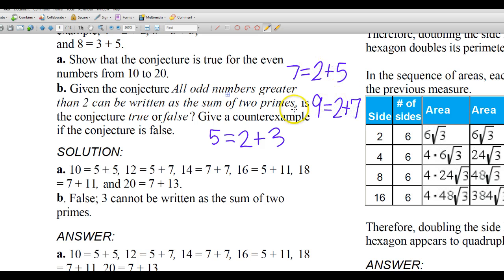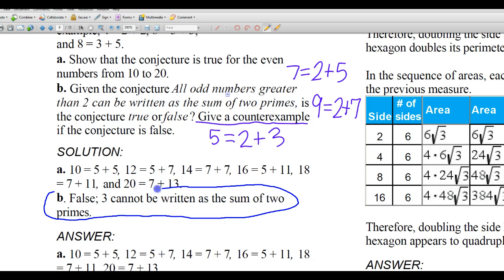So there are many cases where this is a true statement, but can we find one case, that's all we need, a counterexample, which will make this a false statement? It doesn't matter if it's true 100 times. If we can find one case, then this is a false statement. And here's our counterexample. So 3 cannot be written as the sum of 2 primes. 3 we would have to write as 2 plus 1. 2 is a prime number, 1 is not.